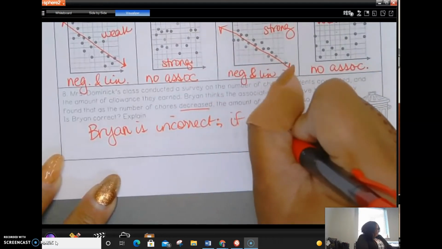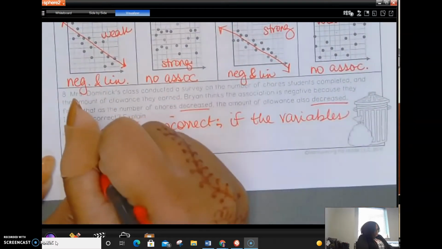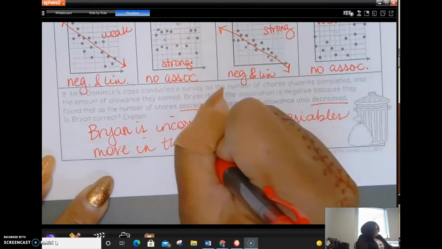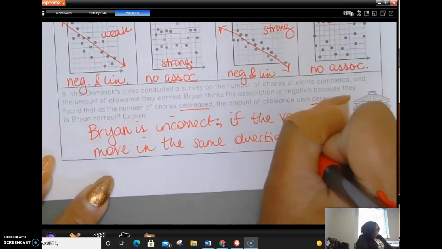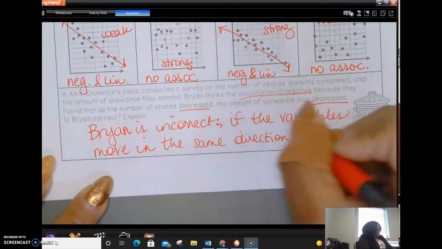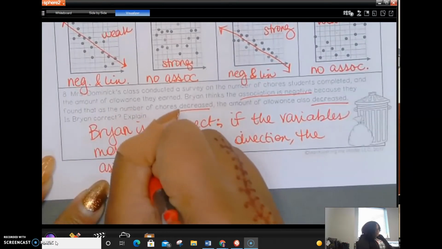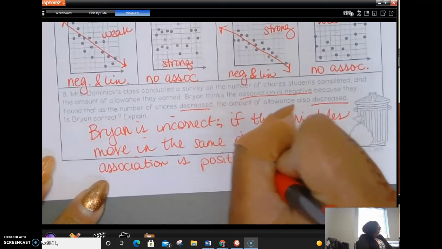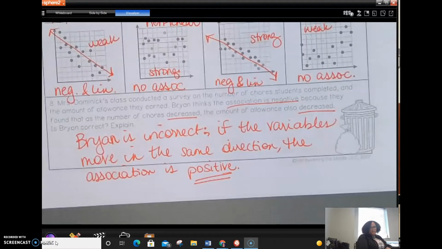If the variables move in the same direction, it's a positive association. Now, if one was increasing and the other was decreasing, then it would be negative. Okay, so Brian's not correct here.